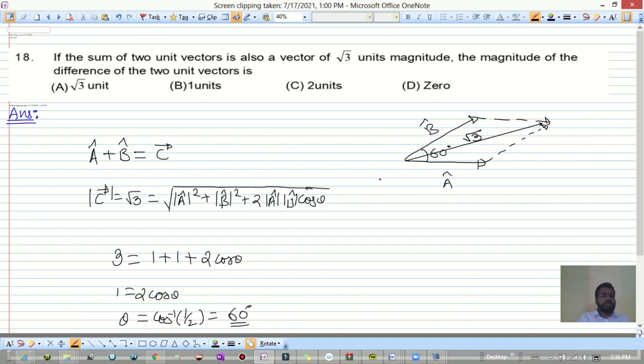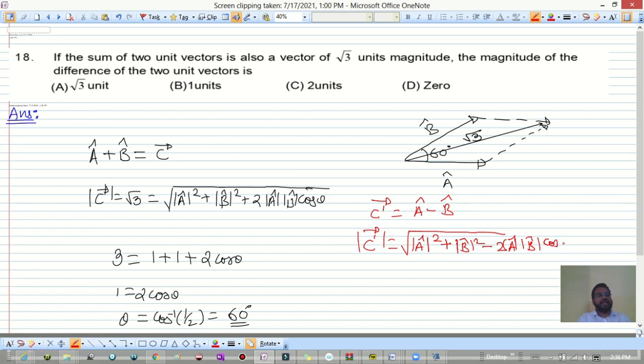Now what we want is the magnitude of the difference of the two unit vectors. Now difference we want. So how to calculate the difference? Yes, c dash bar is equal to a hat minus b hat we want. And we know that the magnitude of the difference is equal to root of magnitude of a hat squared plus magnitude of b hat squared minus 2 times magnitude of a hat into magnitude of b hat cosine of the angle between these two, that is theta we have.